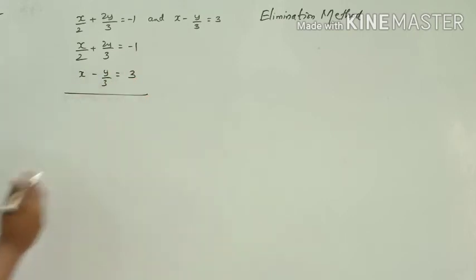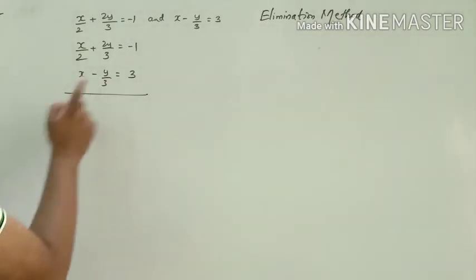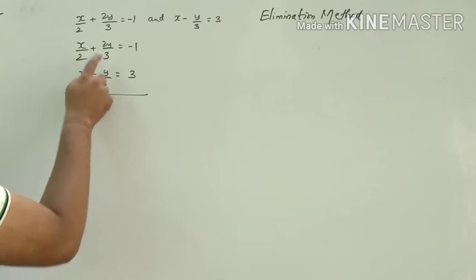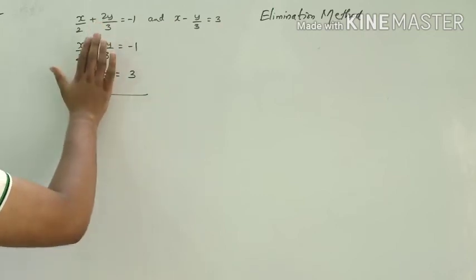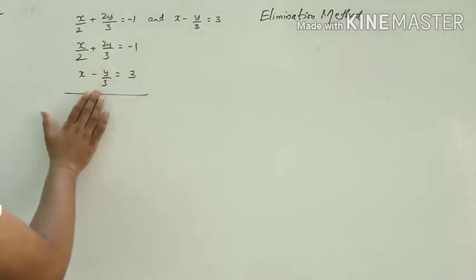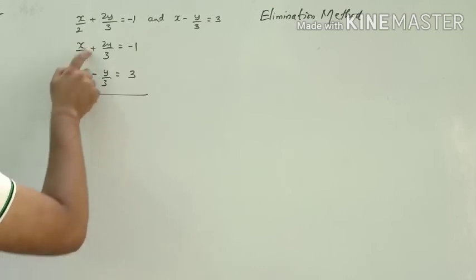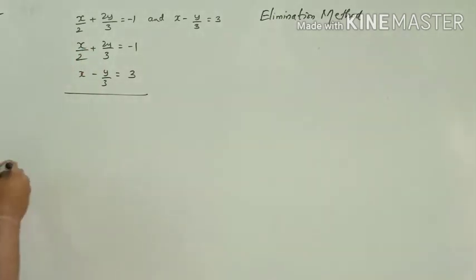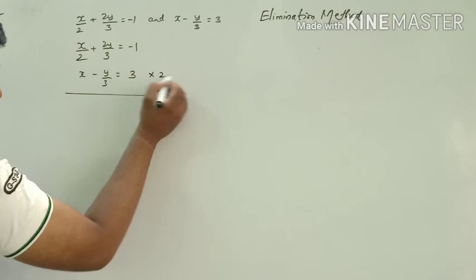My overall intention is to eliminate one term, either x or y. So here it looks easy for me. If I multiply by 2 here, then 2y/3 gets cancelled. If I just subtract or add, there is already a change of sign. So what I am going to do is multiply this equation by 2.